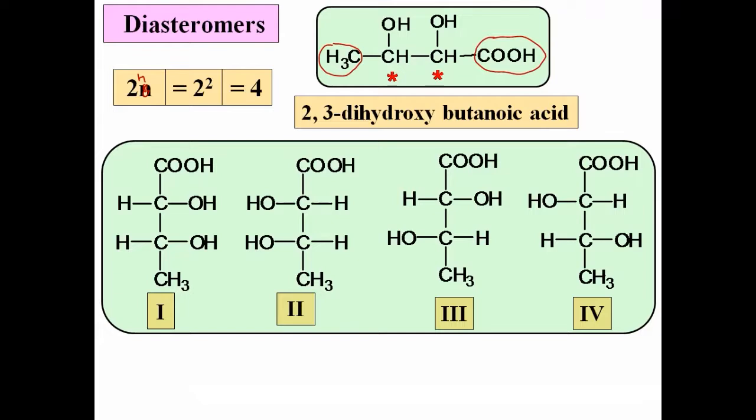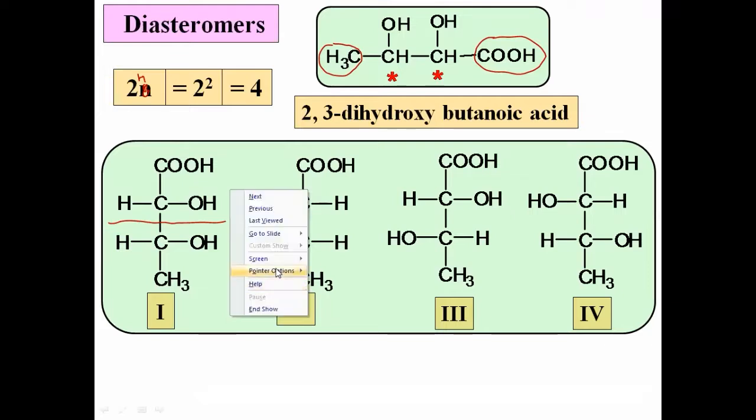They have a chiral center, and they do not have any element of symmetry. Suppose this is the plane passing through the molecule. Does that plane divide the molecule into two equal parts? No. Because on one side there is COOH, on the other side there is CH3. Means there is no plane of symmetry.